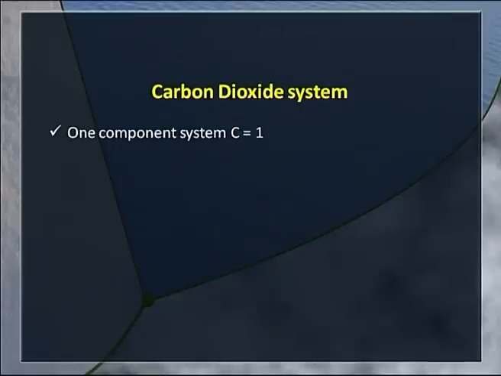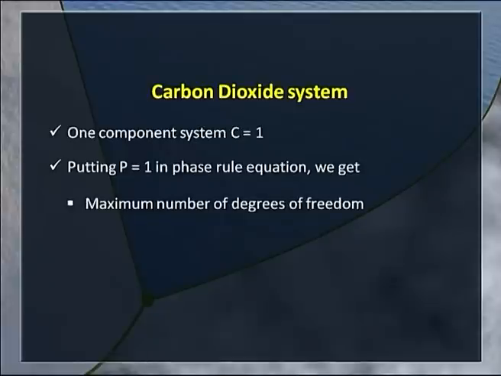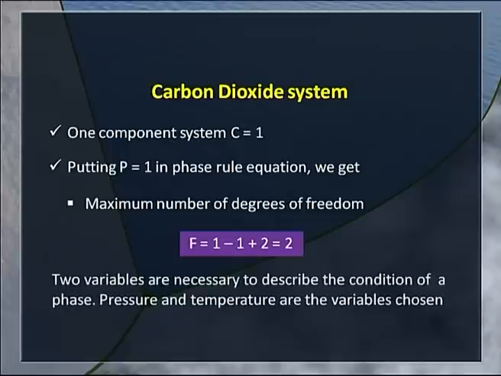So, it is a one component system, C is equal to 1. We can go stepwise and try to apply phase rule equation to this. Putting P is equal to 1, that means the system is present only as one phase, solid, liquid or gas. We get the maximum number of degrees of freedom. F is equal to 1, the number of components, minus 1, number of phases, plus 2 gives a value of 2, the number of degrees of freedom, and which tells us that at least 2 variables are necessary to describe the condition of a phase. Pressure and temperature are the choice for us to construct a phase diagram.